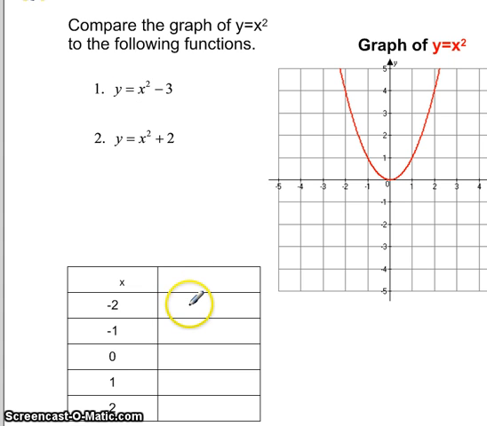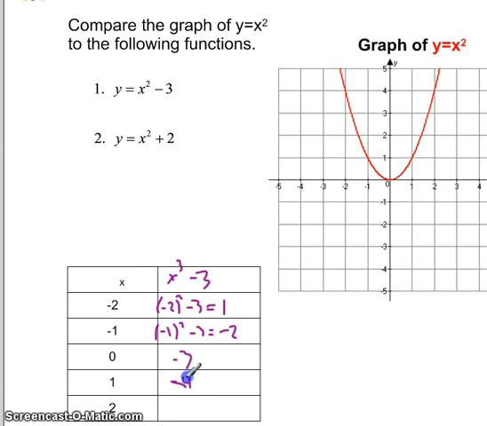Alright, so let's do the first one, x squared minus 3. So what we're doing here is we're squaring the input and then subtracting 3. So if x is -2, that's -2 squared minus 3. So what I'm going to have here is 4 minus 3 is 1. If x is -1, that's -1 squared minus 3. That's going to be positive 1 minus 3, which is -2. 0 squared minus 3 is -3. 1 squared minus 3 is going to be -4.